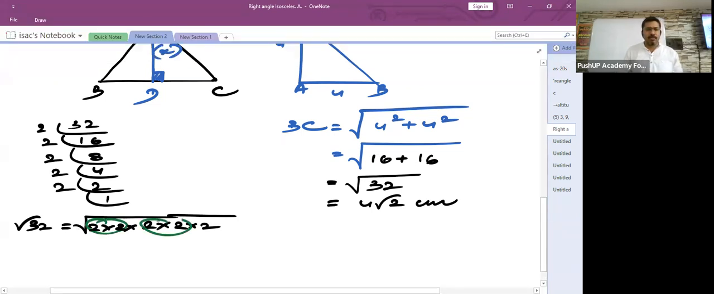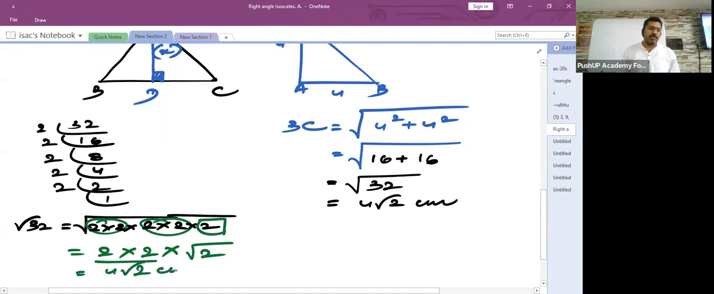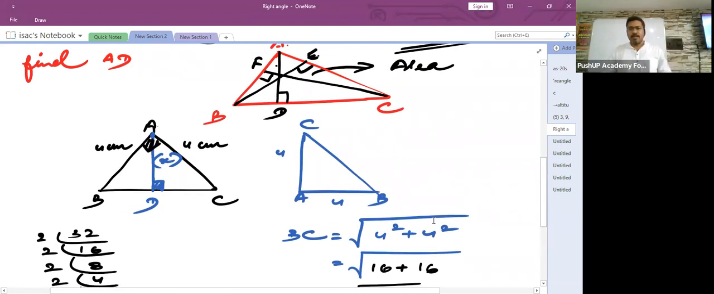Each pair of 2 can be taken out of the square root symbol. So children, the first pair of 2 will come out as 1 time 2. The second pair of 2 will come out as 1 time 2. And this last 2 did not get any one to pair up, so it will stay inside the square root sign itself. Make sense? Now, what is 2 into 2? It is 4. And 4 into root 2 is 4 root 2 centimeters. This is how I got the value of BC. Make sense for everyone? All right. So BC is equal to 4 root 2.